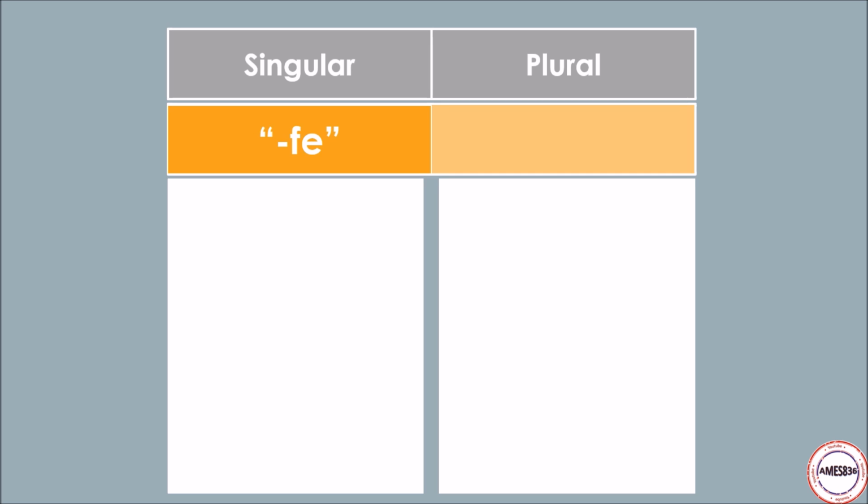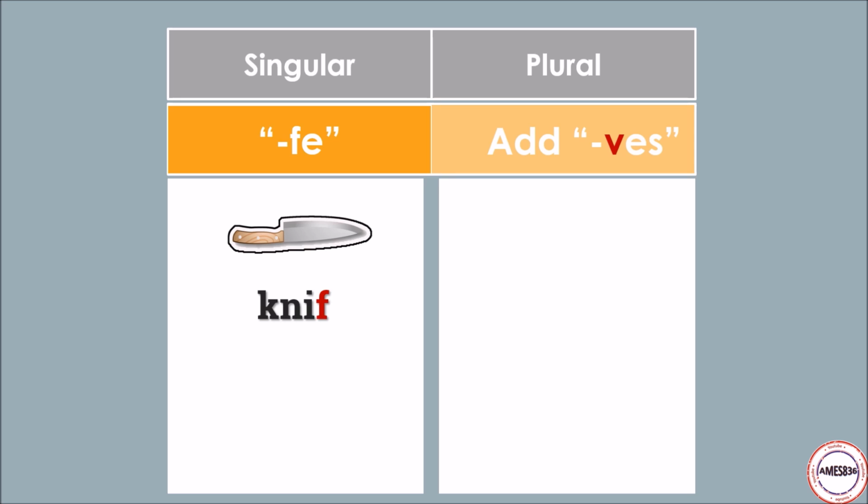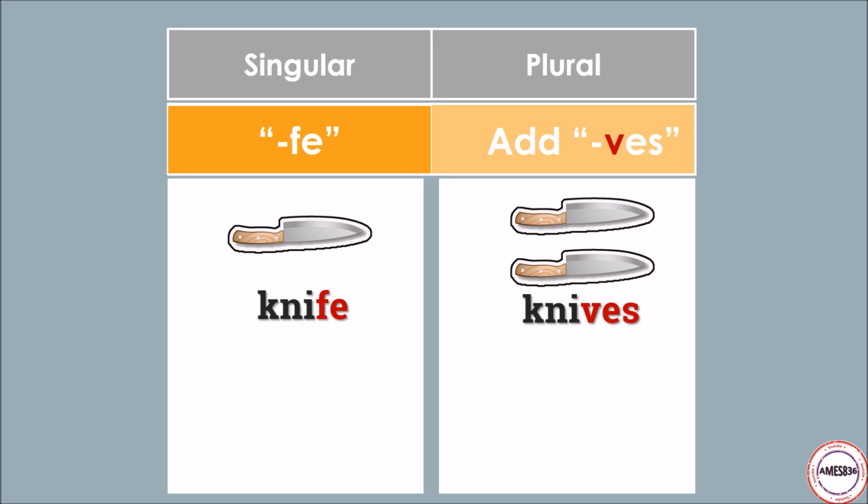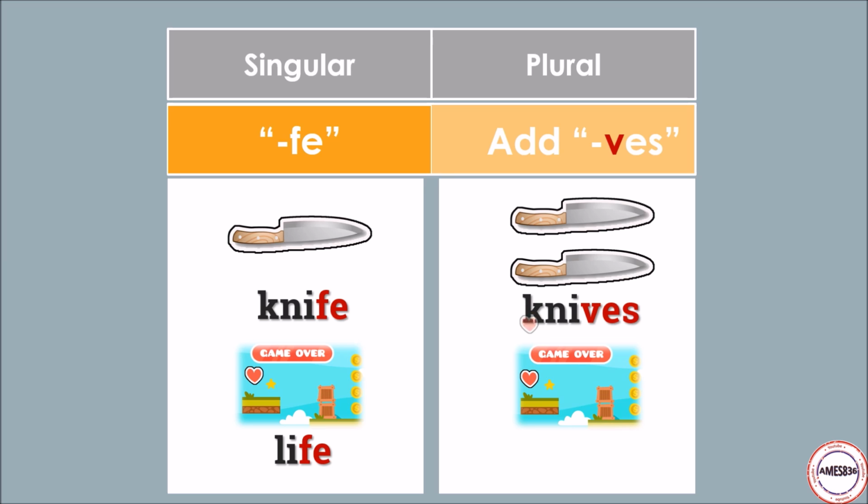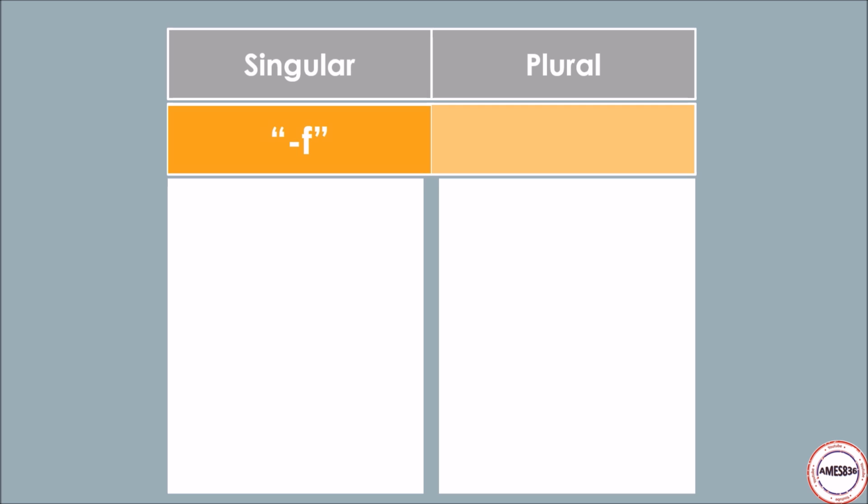Most nouns that end in fe are made plural by changing the f to v and adding s. Knife, knives. Life, lives. Many nouns that end in f are made plural by changing the f to v and adding es.